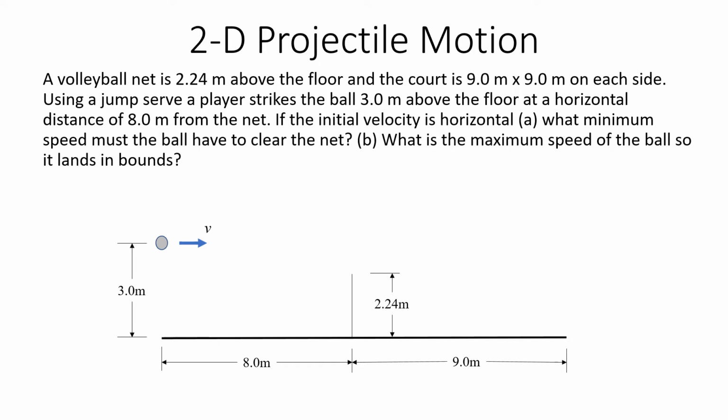All right, so for part A, we want to make sure we give the ball an initial velocity that's large enough so that it will clear the net before it falls too far. If it's too slow, it will fall below the top of the net before it gets to the net. So for part B, we want to make sure we don't have it go too fast that it goes beyond the boundary on the other side and goes out of bounds. All right, so let's look at part A first.